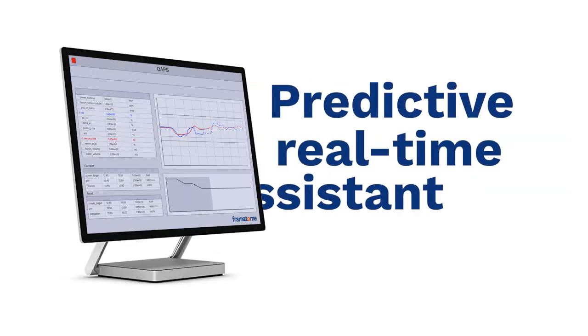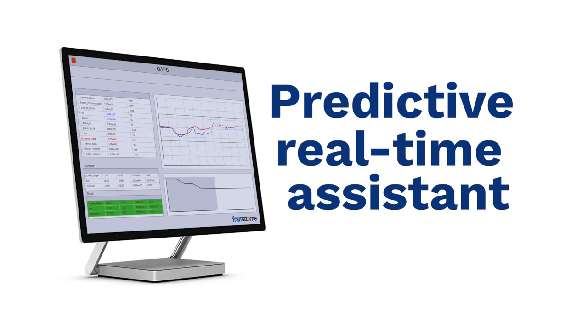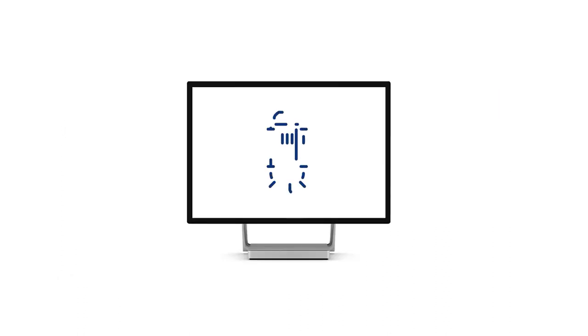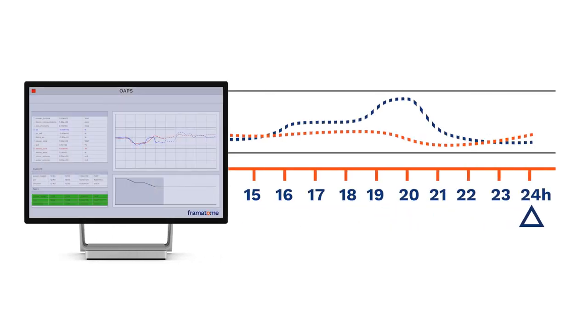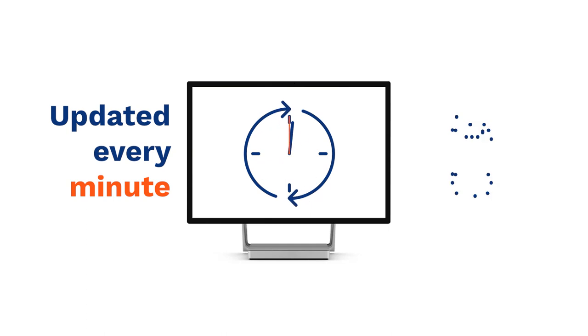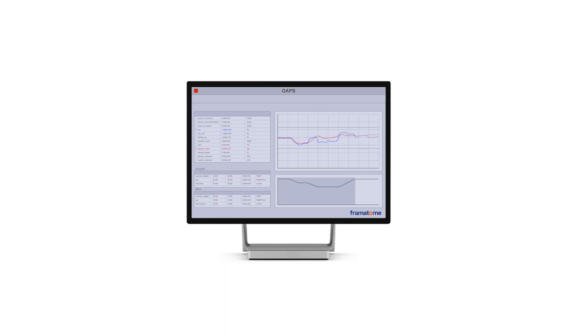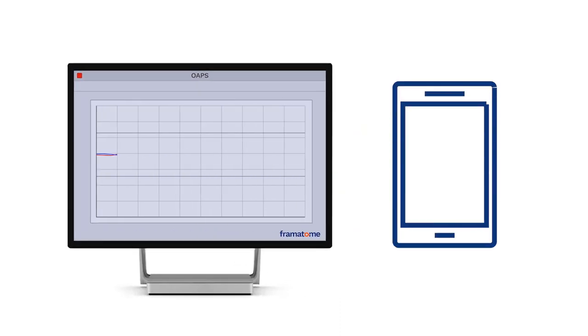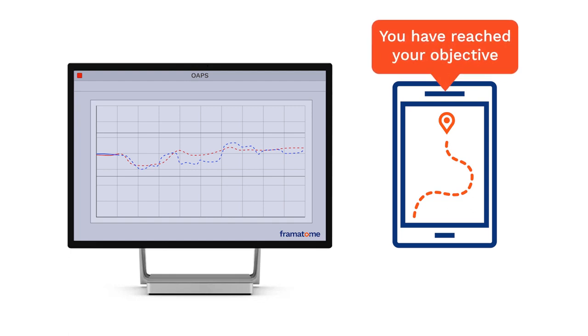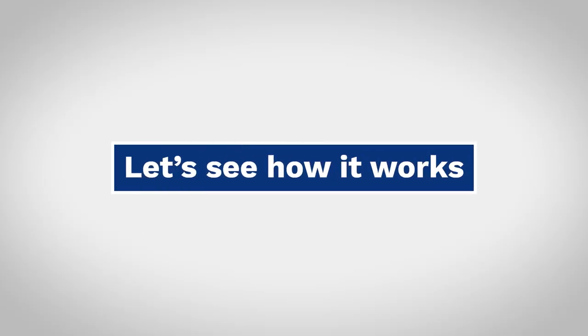OAPS is a predictive real-time operator assistant that facilitates safe power operations. Using a reactor model, the software provides 24-hour predictions of the reactor core key parameters and accurate recommendations for its control. They are updated every minute, even in the case of unexpected events, enabling easy and agile maneuvers. In short, OAPS can be compared to a GPS to guide control room operators in real time. Let's see how it works.